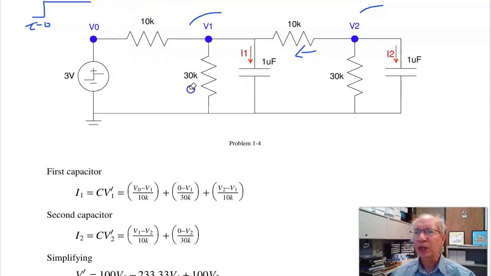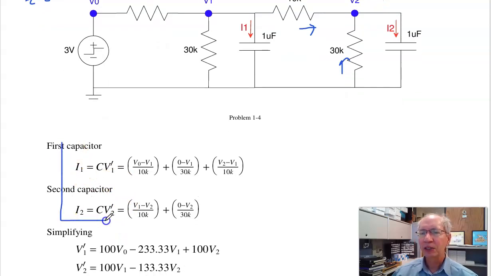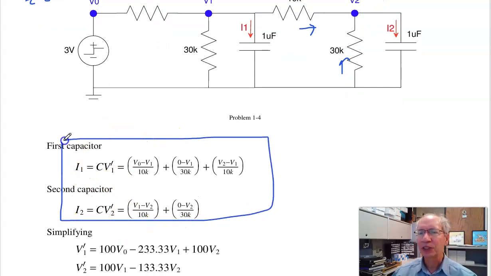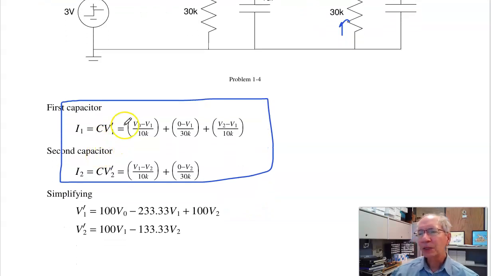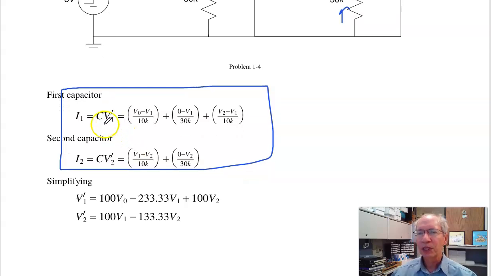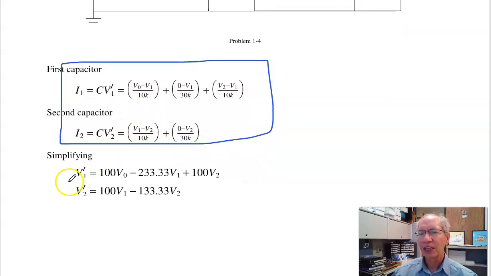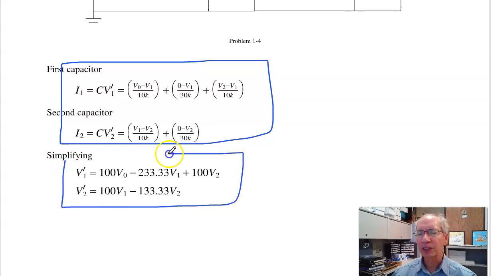Similarly, go to node voltage V2. Find I2. I2 is C dV/dt. That's (V1 minus V2) over 10K plus (0 minus V2) over 30K. That's C dV/dt. These are the differential equations that describe that circuit. On a test, you might stop right here. On a homework set, I can go further. So if I plug in C and solve, here's the differential equation for V1 and V2.